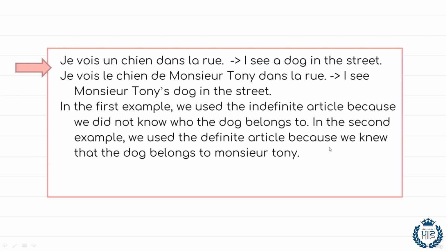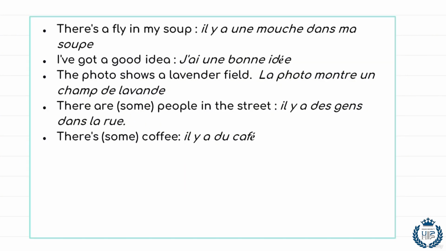Let's see a few more examples. There's a fly in my soup. Il y a une mouche dans ma soupe. So mouche is a feminine noun, that's why we put une in the beginning. Il y a une mouche. We don't know which type of fly it is. It's not specified. It's not defined. That's why we use indéfini.